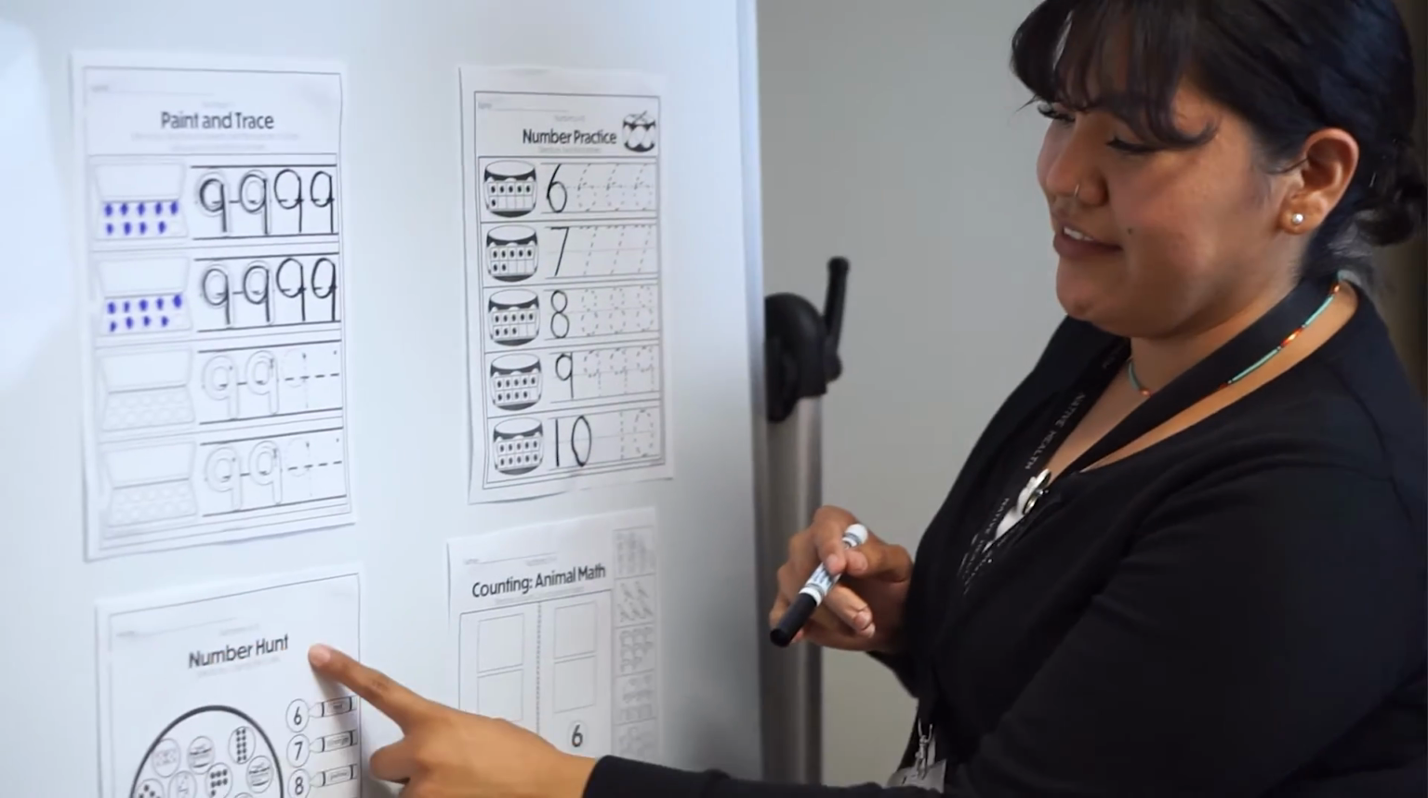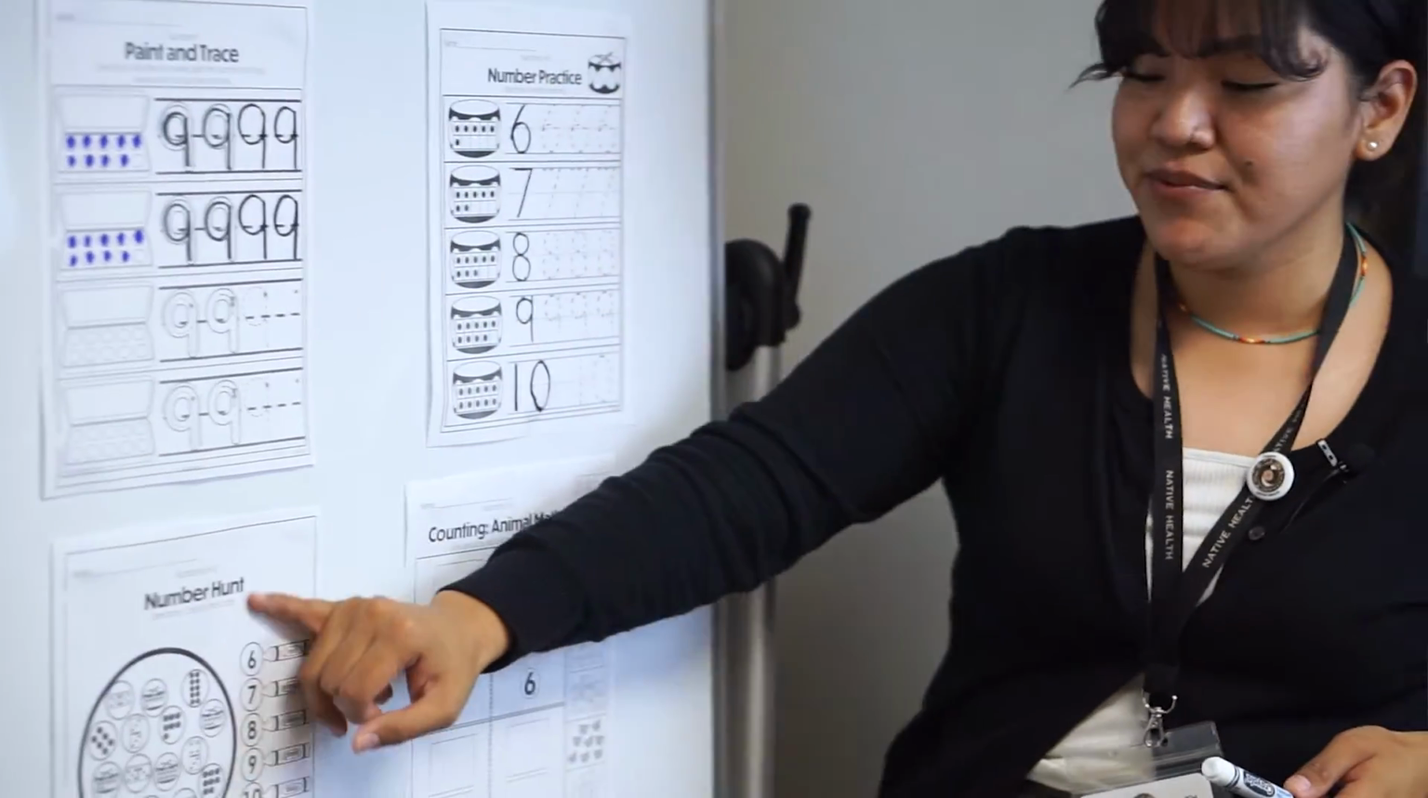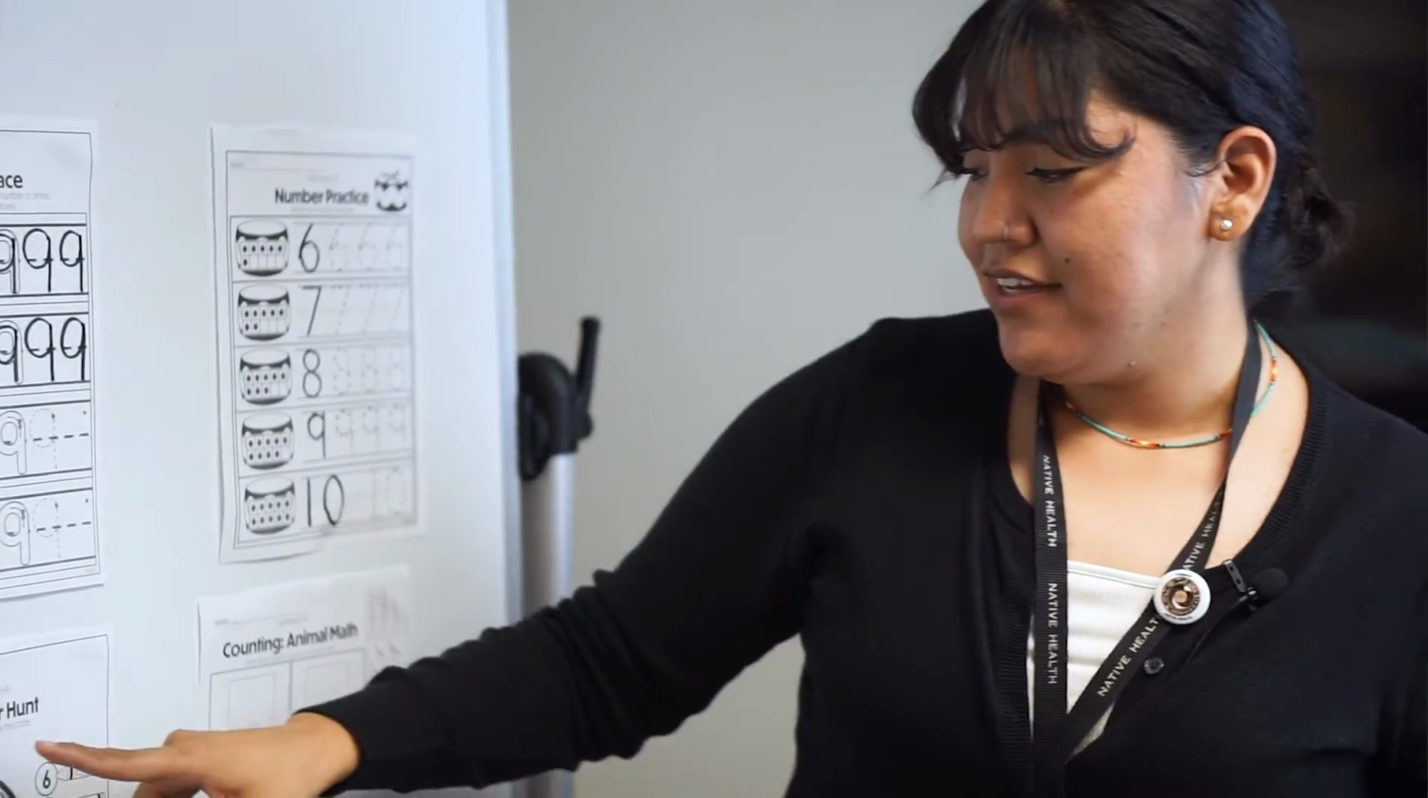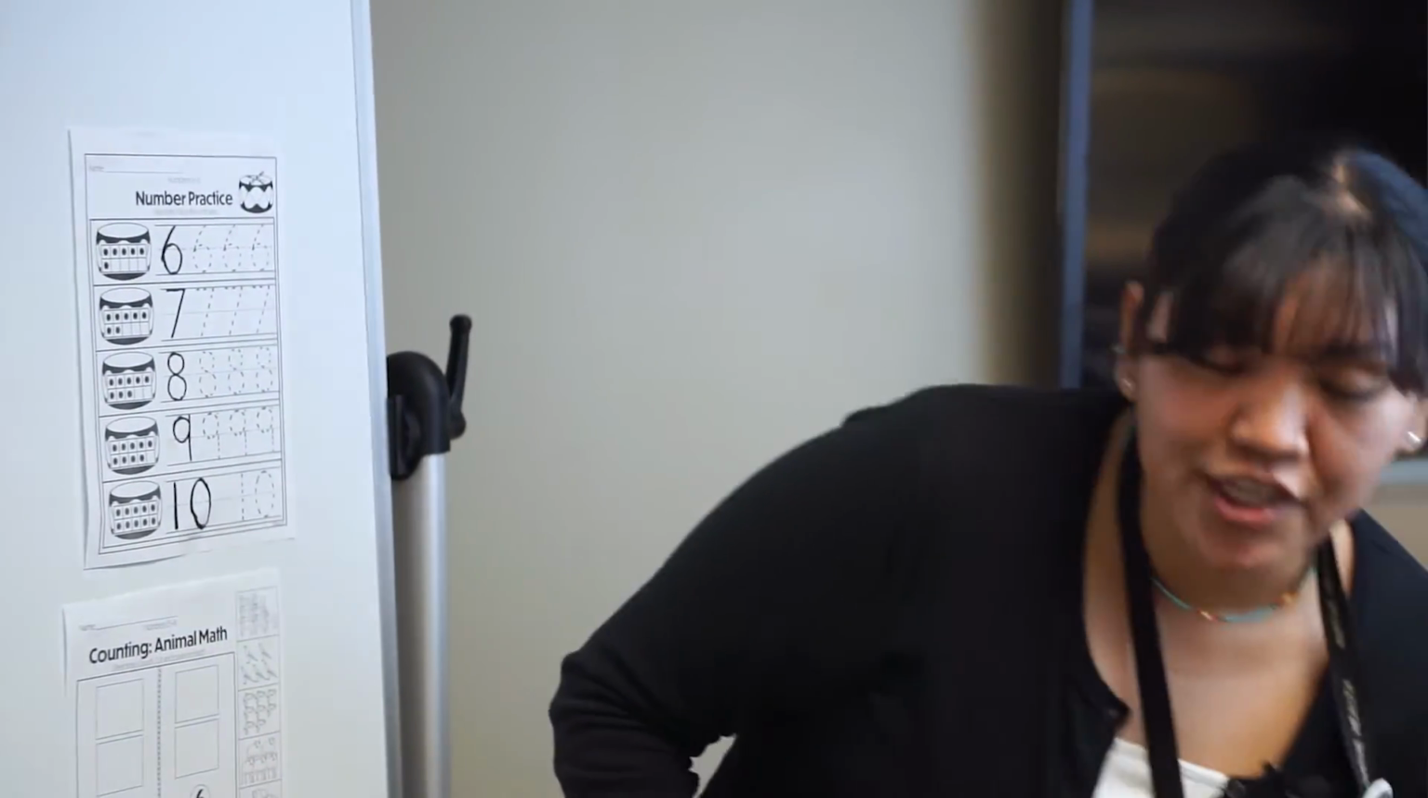And then we can go on to our next worksheet, which is number hunt. So everyone have this worksheet right in front of you, number hunt. For this one, you're going to go in your pencil box and pull out your color pencils. All right, so everyone do that.